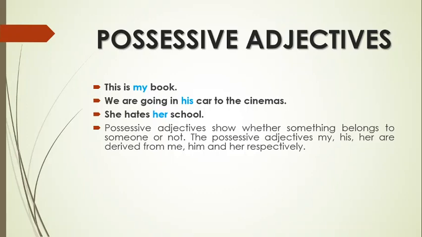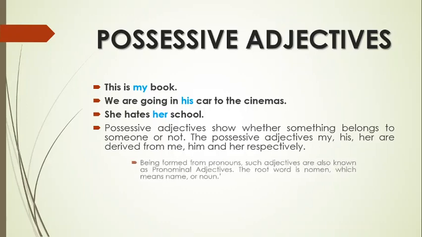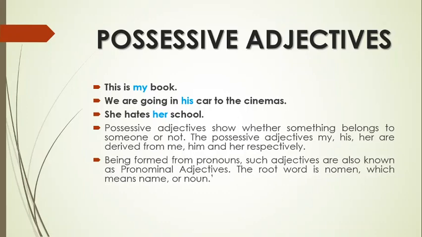For example, in the first instance, the book, which is a noun, belongs to me. In the second, the car, again a noun, belongs to him. In the third, the school, which is a noun, belongs to her. So when we indicate their possession, we use the possessive adjectives my, his, and her. Being formed from pronouns, such adjectives are also known as pronominal adjectives.